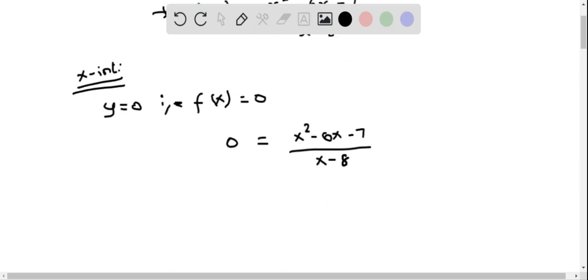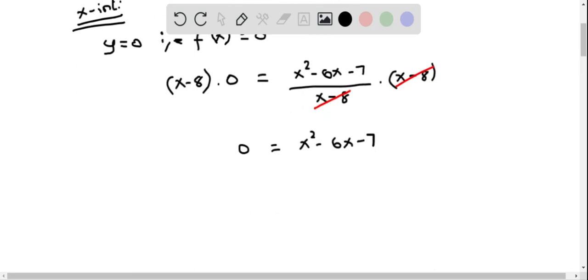Now let's multiply both sides by the factor x minus 8. So this side I multiply by x minus 8, and this side also I multiply by x minus 8. 0 times x minus 8 is 0, and we will get this term cancelled. So we have x squared minus 6x minus 7 equals 0. And this is a quadratic equation. We can solve it by factoring or by formula method. So I'm going to solve it by factoring method.